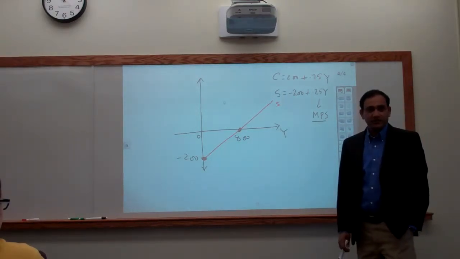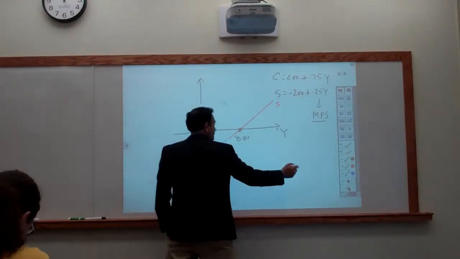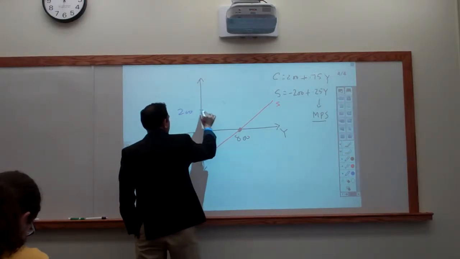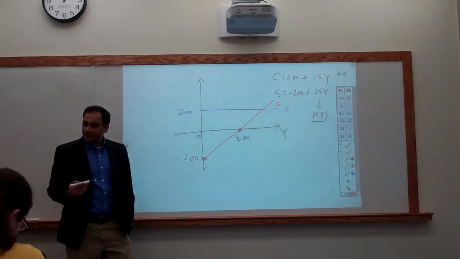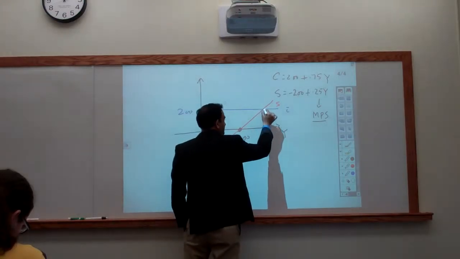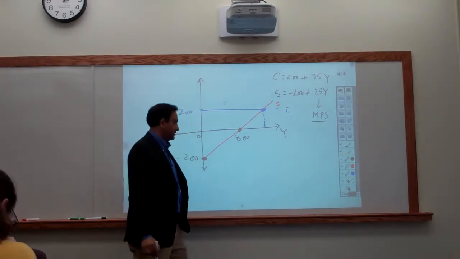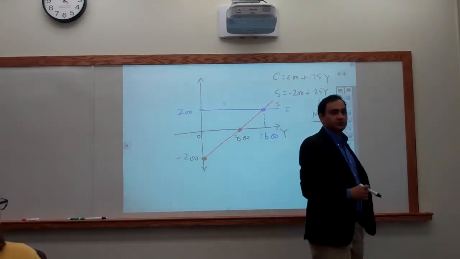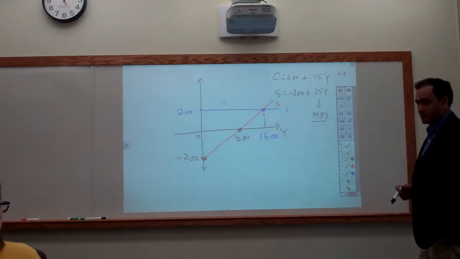Investment, right? So investment we know is a straight horizontal line, starting at $200. So let's say 200 is here, and that's your investment line. So the intersection between savings and investment will give you equilibrium in the goods market. That intersection takes place here, and we already know the value, which is 1600. That's correct. So that's your graphical approach to finding equilibrium in the goods market using savings and investment.